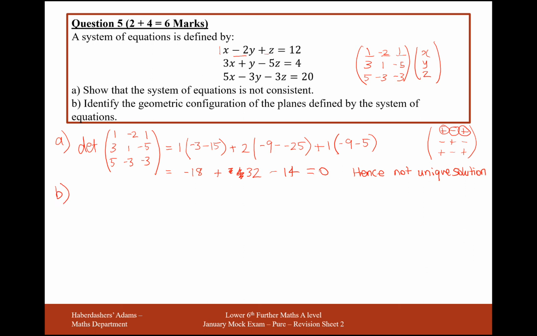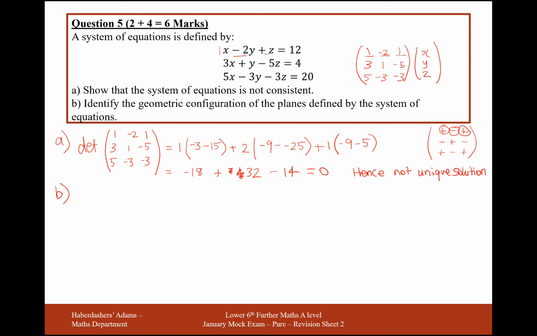Consistent refers to whether there are any points at which the three planes overlap each other and have a connection at all three planes. Now, identify the geometric configuration of the planes defined by the system of equations. So what we're going to do now is attempt to solve these as simultaneous equations and then see what we end up with.